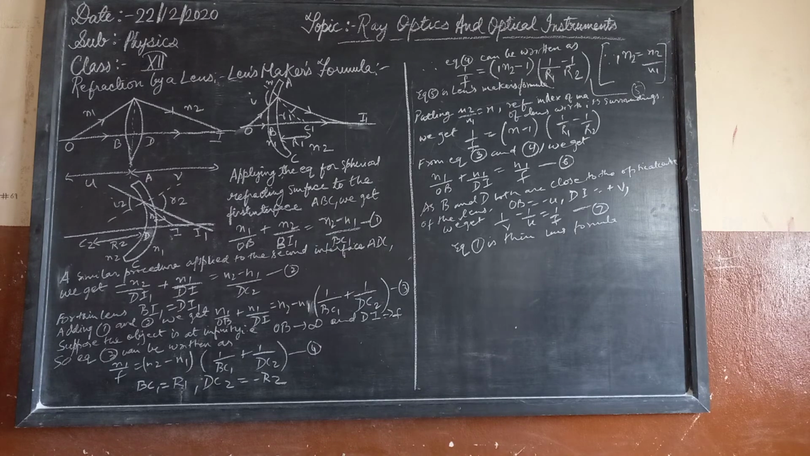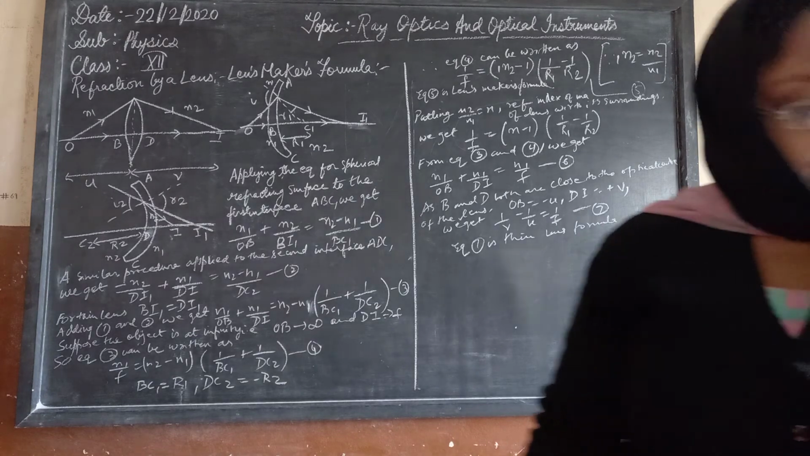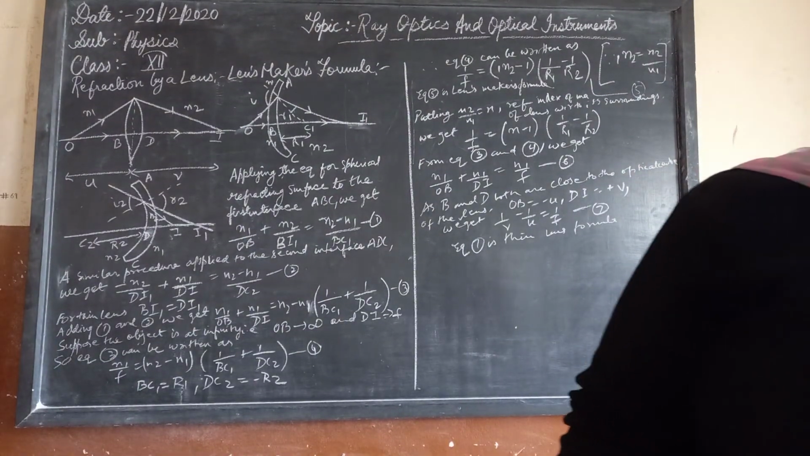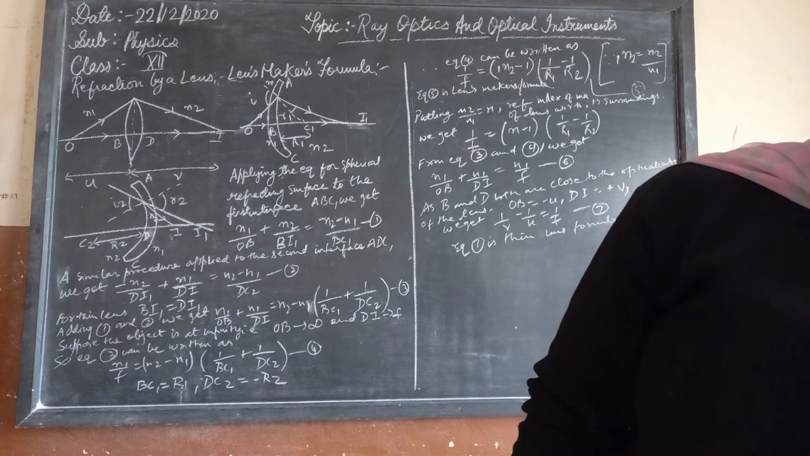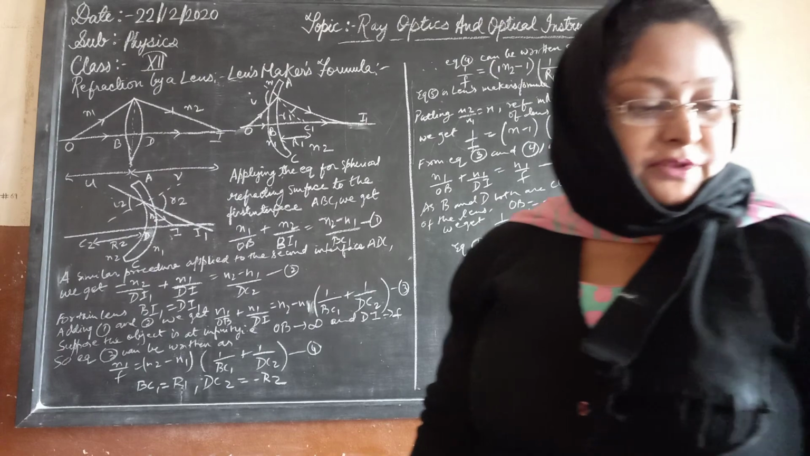I hope I have made you understand this lens maker's formula and thin lens formula. We will move on to the next topic in the next session, in which I will tell you about some of the combinations of thin lenses.